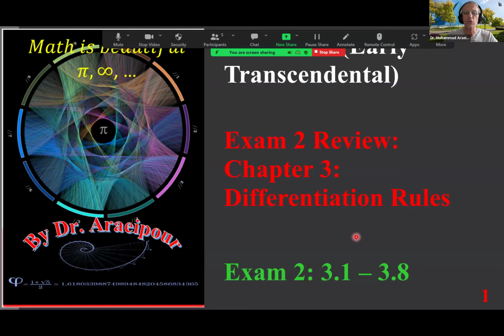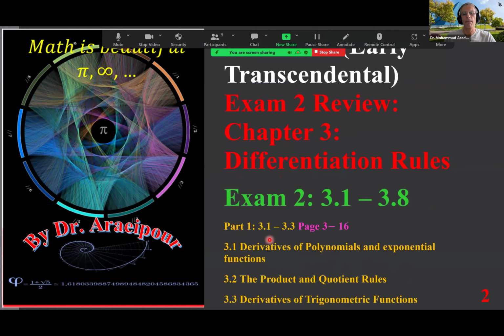We are looking at exam 2 review covering chapter 3, differentiation rules, section 3.1 to 3.8. Here's part 1 covering from section 3.1 to 3.3. Section 3.1, derivatives of polynomials and exponential functions. 3.2, the product and quotient rules. 3.3, derivatives of trigonometric functions.